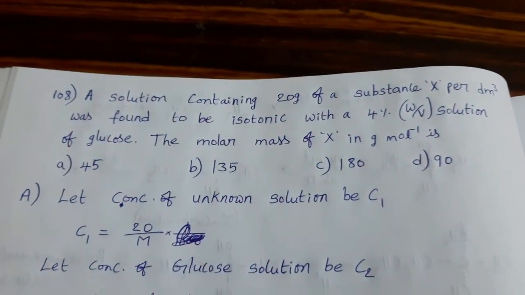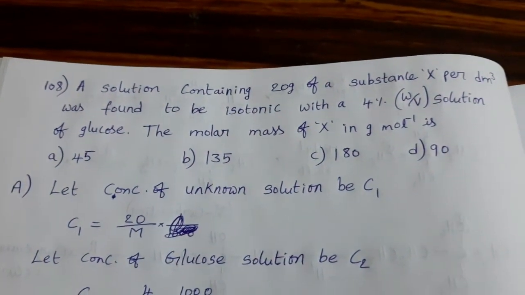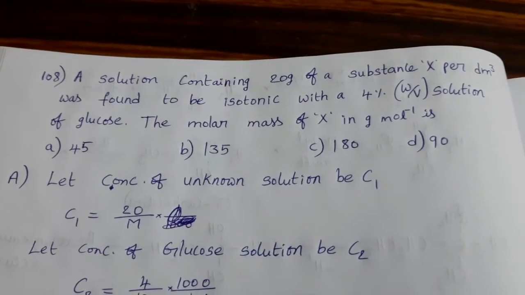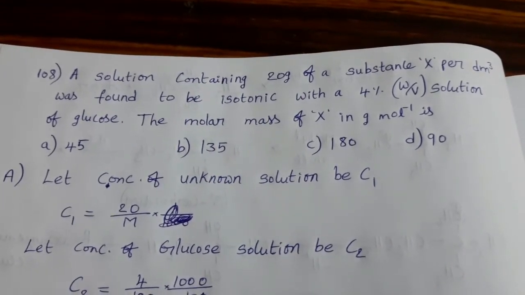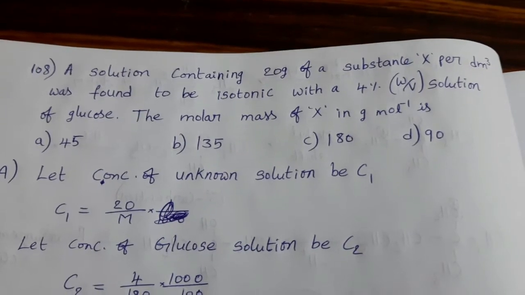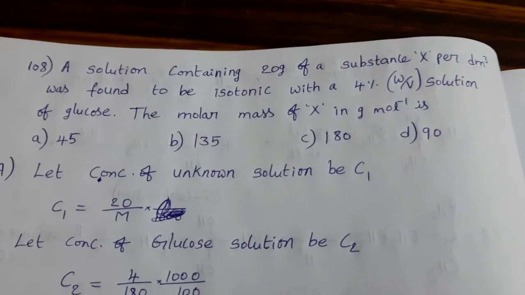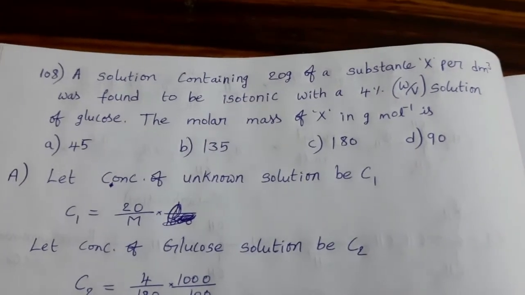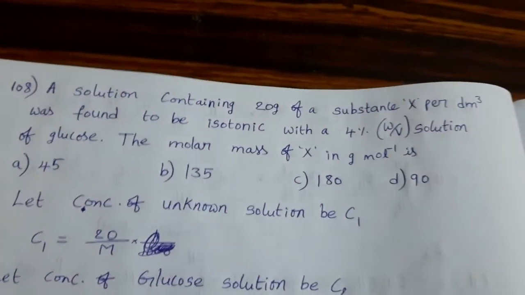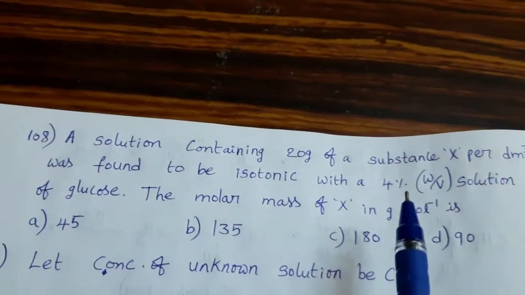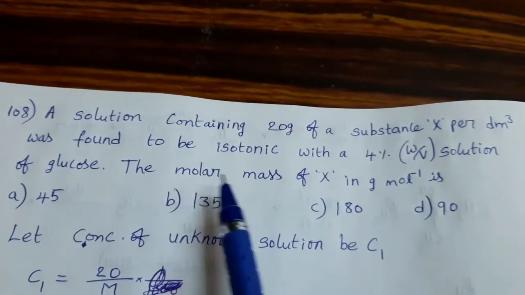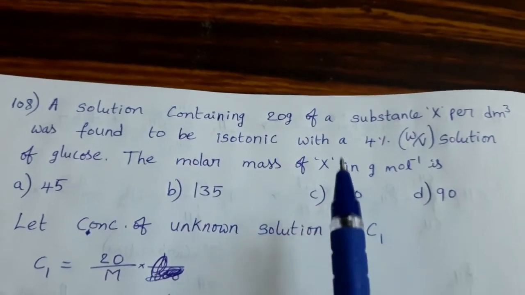A solution containing 20 grams of a substance X per decimeter cube was found to be isotonic with a 4% weight by volume solution of glucose. The molar mass of X in gram mole inverse is? Okay, the unknown solution mass is given, and it is isotonic with 4% weight by volume solution of glucose. The unknown solution's molar mass we have to find out.